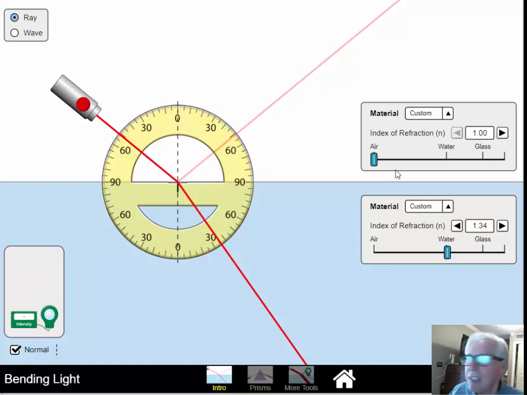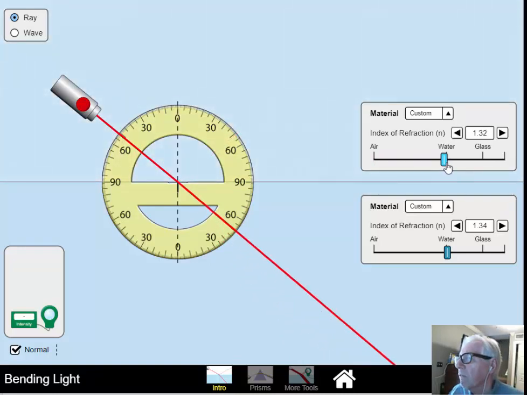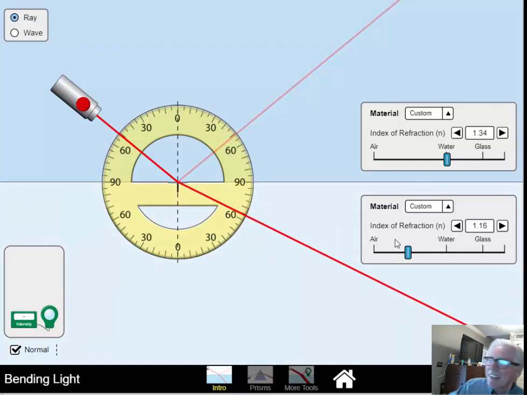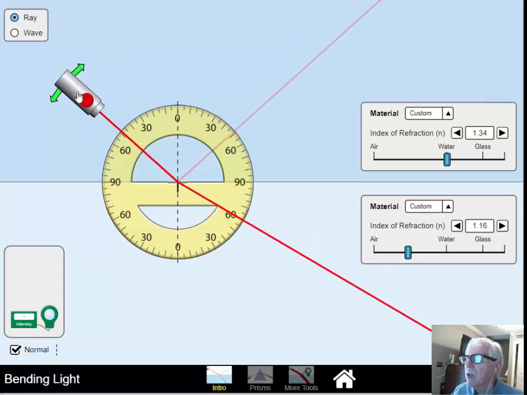But now let's switch things. Let's put water over air. Oh, can't do it too much. And you see that I get this thing bending away from the normal, going more towards the surface. So that's interesting. That's very interesting. Snell's law again applies. Cool. Okay. So I think we've done what we need to do so far.